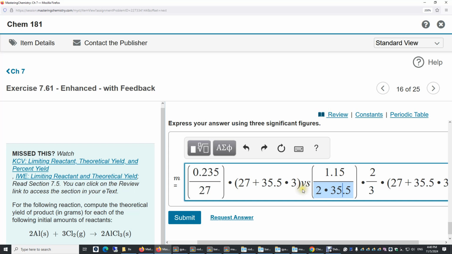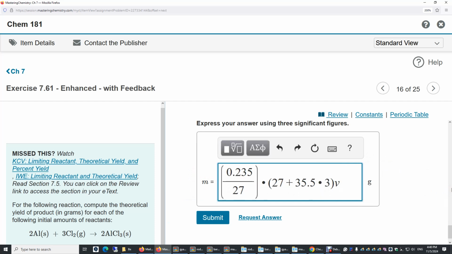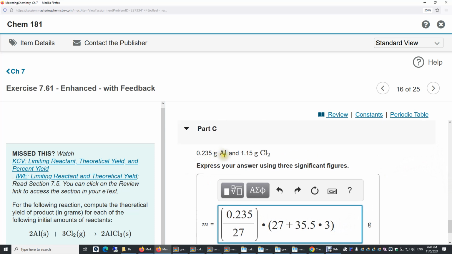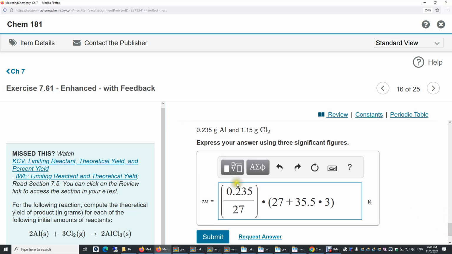But for now, I'm gonna just estimate. I think this is smaller. Just by looking at this is about 0.008 something, and this is close to 0.01. So this is larger. This is smaller. I would keep the smaller number, so I'm gonna delete the chlorine part. So in this case, given the information, I think aluminum is the limiting reactant.